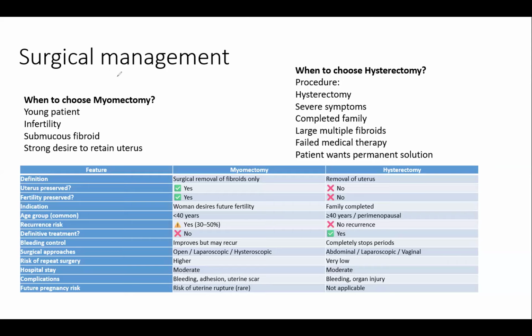Where does this myoma arise from, Zuleka? Leiomyoma. It arises from the wall of the uterus, the muscle, the myometrium. So when you have removed the complete uterus, is there any chance of recurrence? No. Is there any chance of repeat surgery when you do hysterectomy? No. Because we removed everything.